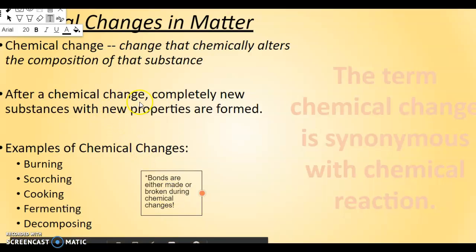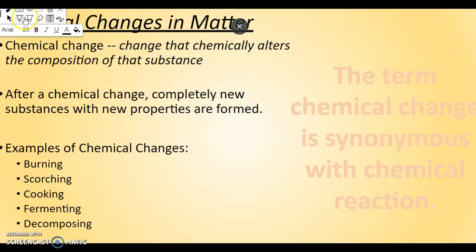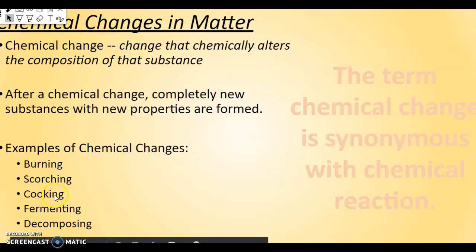Now, with the chemical change, you have completely new properties, completely new physical and chemical properties. You can just change the physical properties and it's not technically a chemical change. But if you change the chemical properties, then it has to have been a chemical change. Some examples: burning, scorching, cooking, fermenting, decomposing.